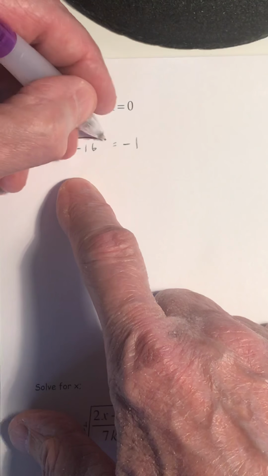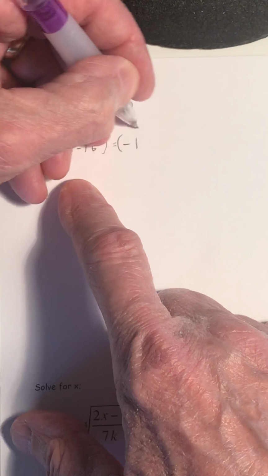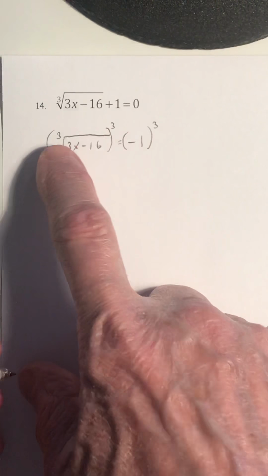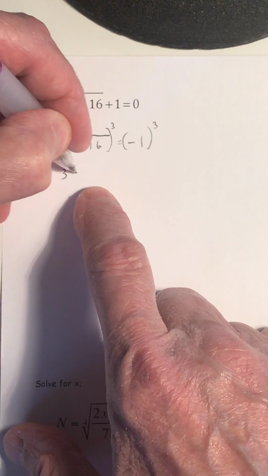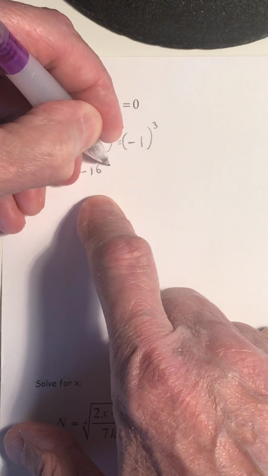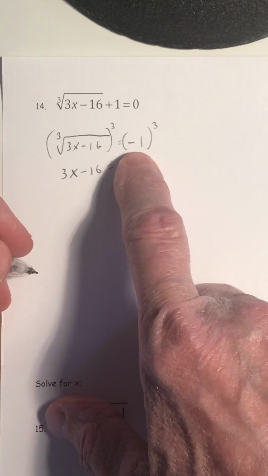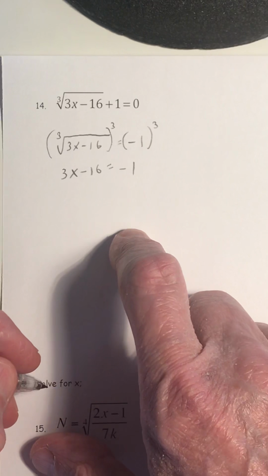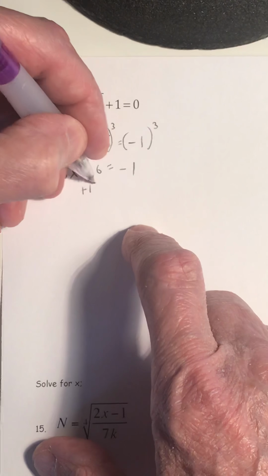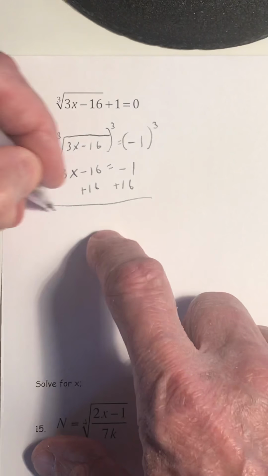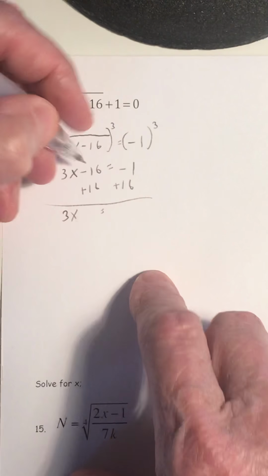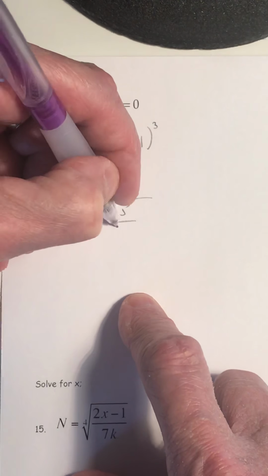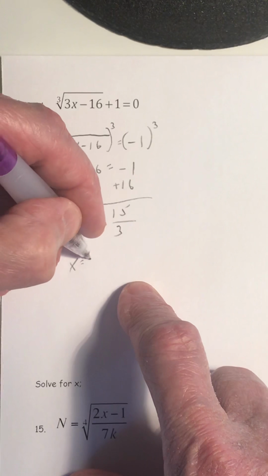So if we cube both sides, or raise both sides to the third power, the third power of the cube root leaves us with simply the radicand, the 3x minus 16, and negative 1 to the third. That's negative 1 times negative 1 times negative 1, which is negative 1. And if I solve this for x, I add 16 to both sides. I get 3x equals negative 1 plus 16, which is 15, and divide by 3, and I get x equals 5.